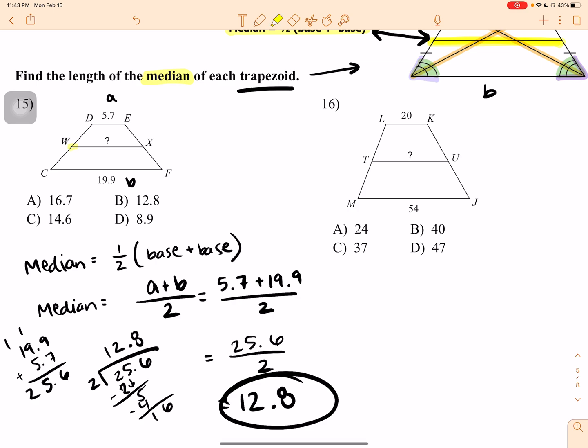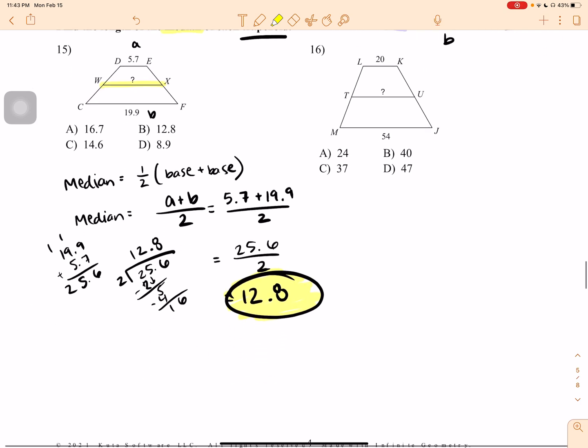So we just solved for WX: 12.8. So you just have to use a formula for that one, guys. Okay? Lucky you don't have decimals in this one. So it should be pretty quick. All right, so find the median.